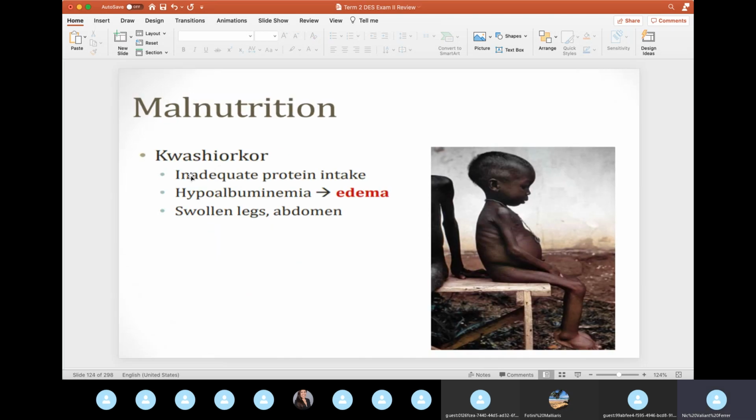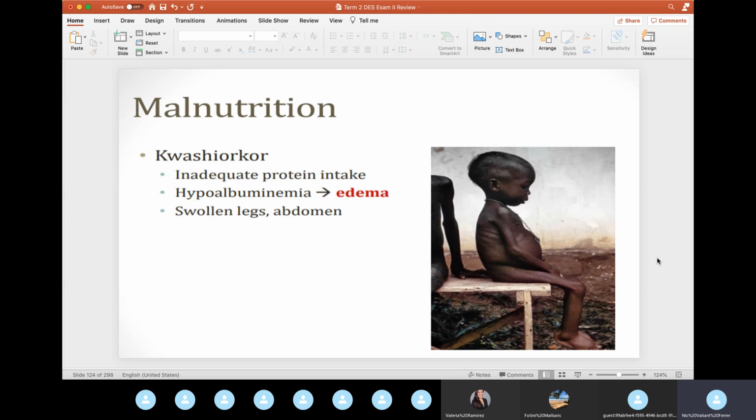Again, malnutrition, kwashiorkor. Kwashiorkor is inadequate protein intake. So we have a decrease in albumin in the blood. What happens to the oncotic pressure and what happens to the hydrostatic pressure? The oncotic pressure decreases and the hydrostatic increases. Excellent. So hypoalbuminemia can cause edema. So you can have swollen legs and abdomen.